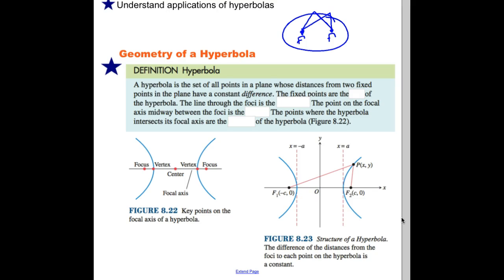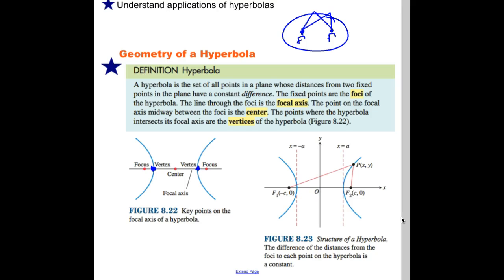So, definition. A hyperbola is the set of all points in a plane whose distances from two fixed points in the plane have a constant difference. Those fixed points are called the foci. The line through the foci is the focal axis. The point on that focal axis, midway between the foci, is called the center. Now notice in this shape, the center is not inside our shape, right? It's in between the two branches. Okay? The points where the hyperbola intersects the focal axis are the vertices. So we have vertices here and there. Notice the foci are inside the curve, just like they were for parabolas and ellipses.